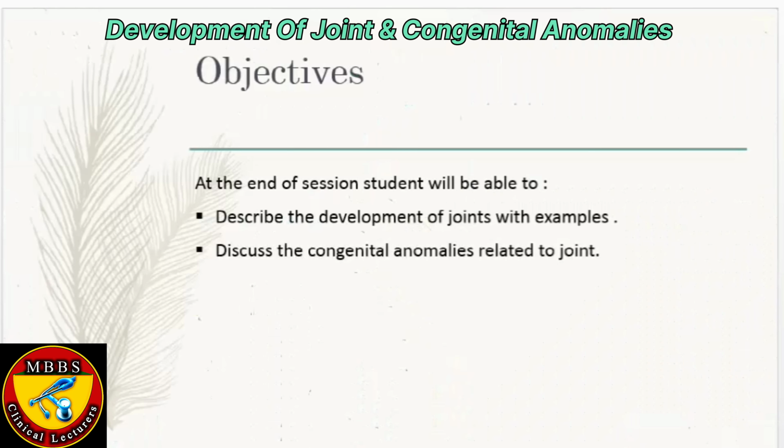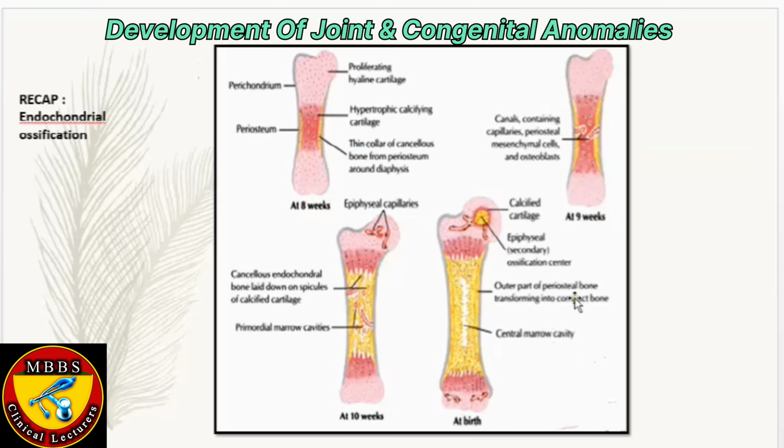Our objectives are to describe the development of joint with examples and discuss some common congenital anomalies related to joint. Before going through the joint, let's have a recap of endochondral ossification, which you did in foundation module.